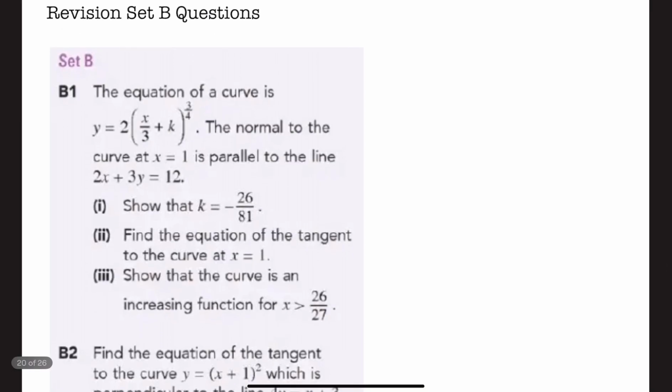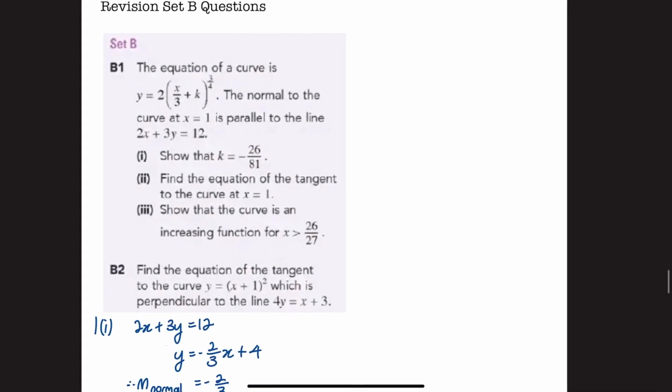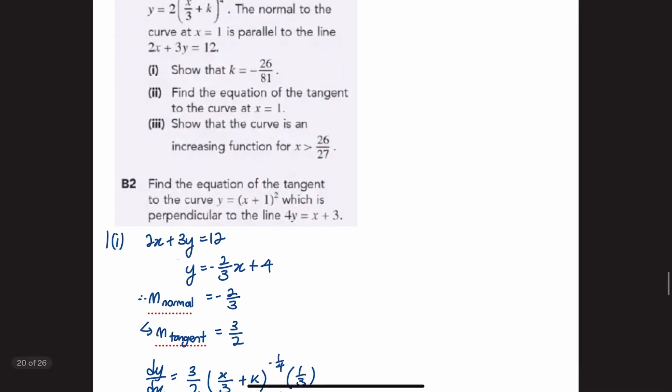I'm given the equation of a curve as such. I'm given the normal to the curve at x equals 1 and a line parallel to the normal to the curve. First part, show that k is equal to negative 26 over 81. For this question, I have worked out the solution very quickly so you can double check.